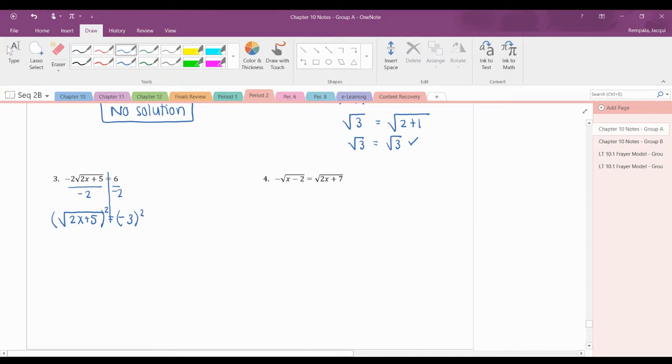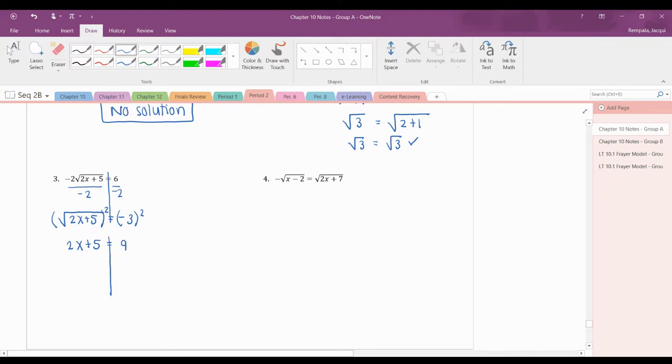And what I do to one side, I'm doing it to the other. So negative 3 in parentheses is getting squared. Squaring that square root on the left just leaves you with what was underneath that radical, so 2x plus 5. Negative 3 quantity squared you think of as negative 3 times negative 3, so positive 9.